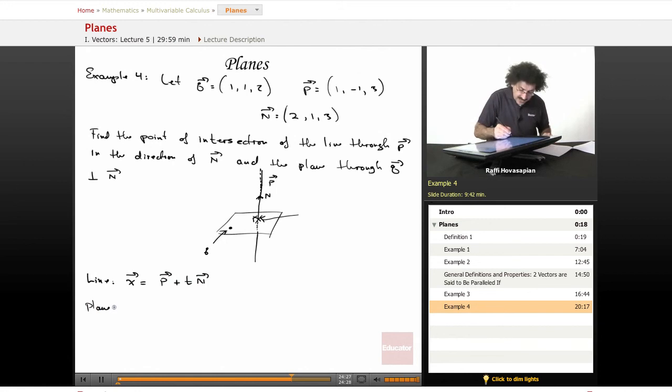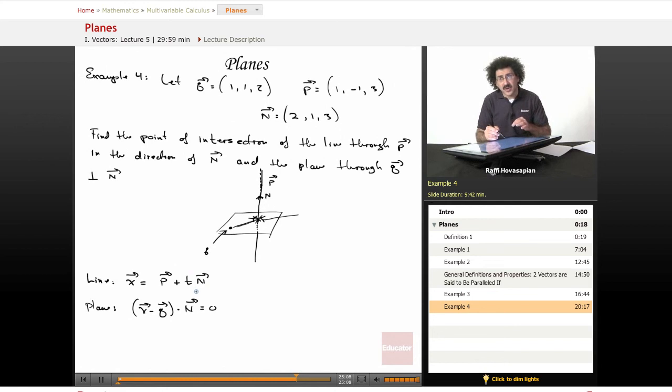And now we'll do an equation for the plane. The plane is going to be X minus Q. Okay, so remember we said this vector. So the equation of the plane is X minus Q, I think I'll use a small q here, X minus Q dot N is equal to 0. That's the equation of the plane that passes through Q and is perpendicular to N. And this is the equation of the line that passes through P in the direction of N.